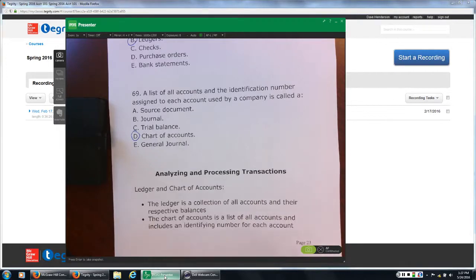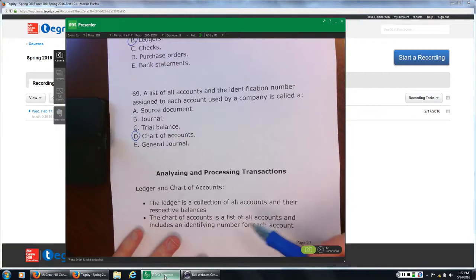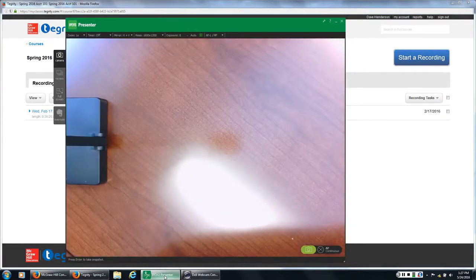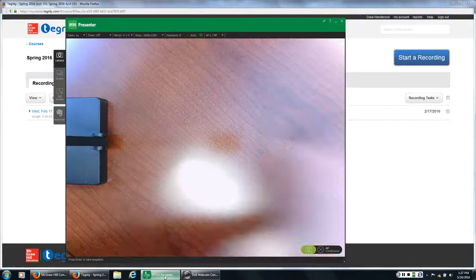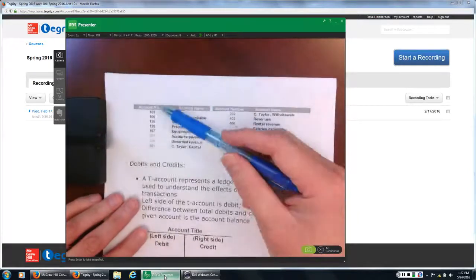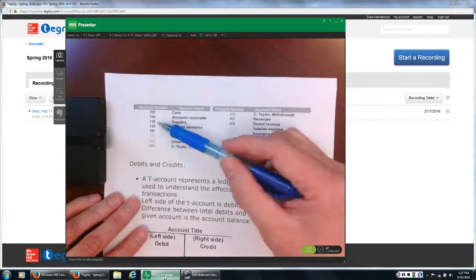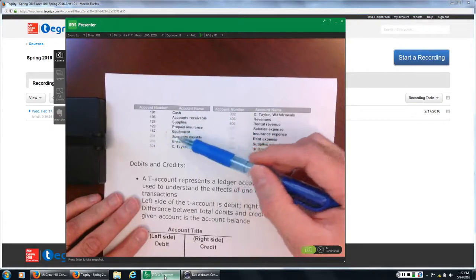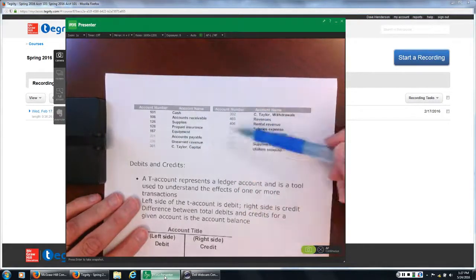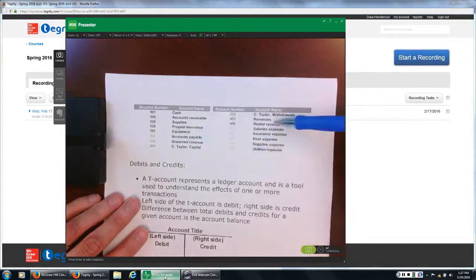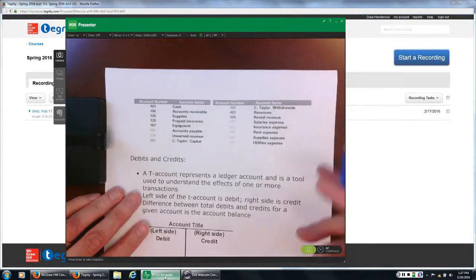The chart of accounts lists all of our accounts. So it lists cash, accounts receivable, and then it has a number by each account. So that's how we're going to reference all of our account numbers. So if we look over here, here's an example of a chart of accounts. So we can see we have account number 101, that's cash. 106 is accounts receivable, 126 is supplies, 128 prepaid, 167 equipment, so on and so forth. Okay? So this is our chart of accounts.